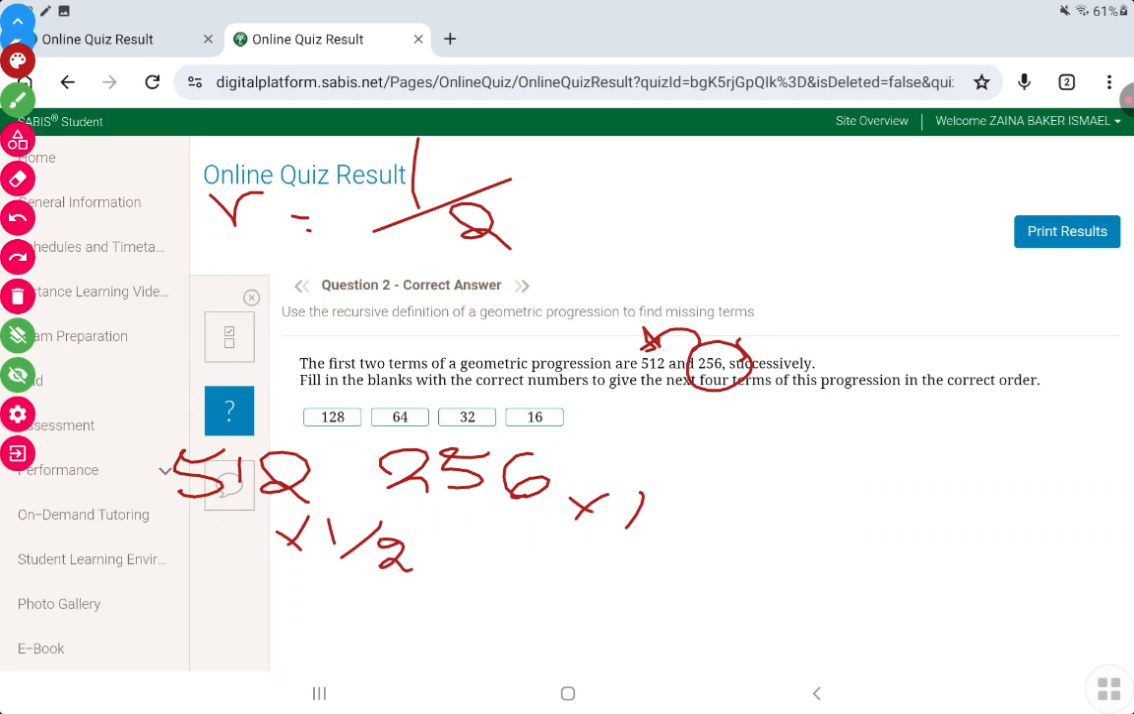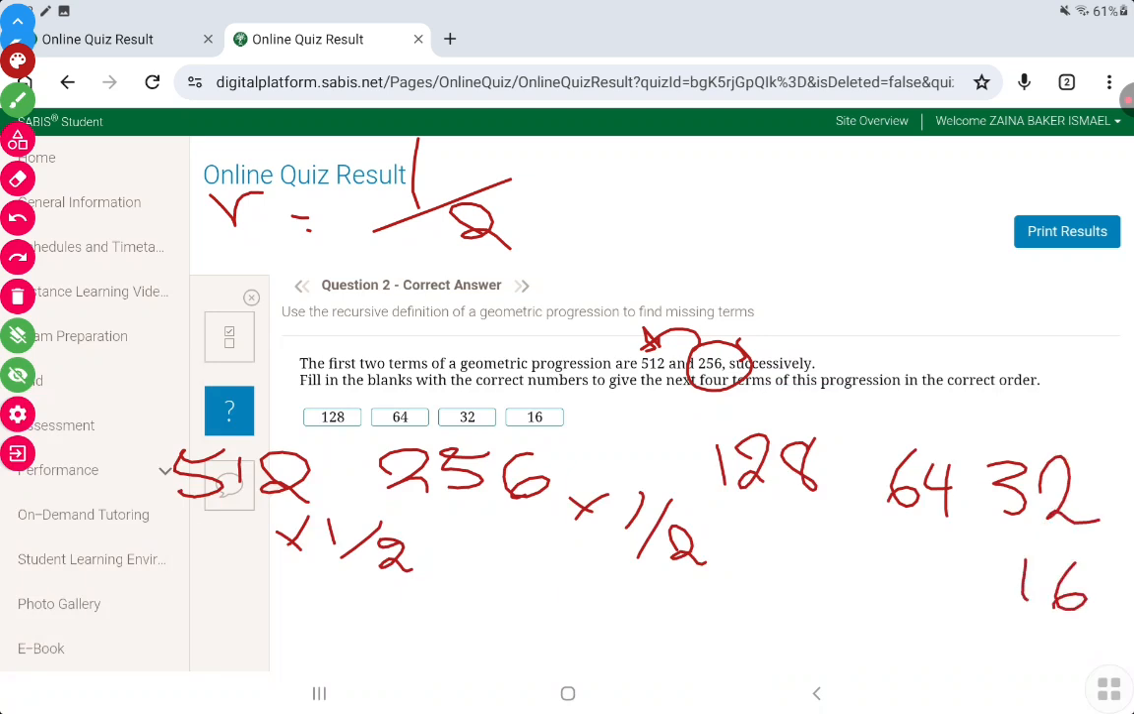So to find out the rest of the progression, we just multiply by 1 over 2 every time. So 256 times 1 over 2 is 128. 128 times 1 over 2 is 64. 64 times 1 over 2 is 32. 32 times 1 over 2 is 16. So that's our geometric progression.